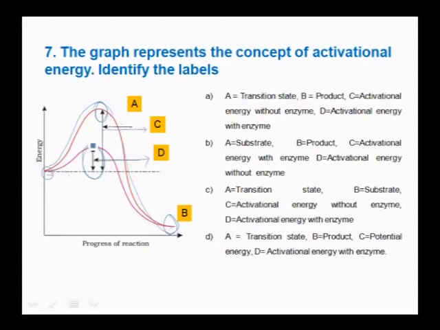So options given here are 4, and label A should be indicating, as I explained, transition state. Label B should indicate the product. C should indicate the activational energy without enzyme. D should indicate activational energy with enzyme. So option A is the correct one. Moving on to next slide.